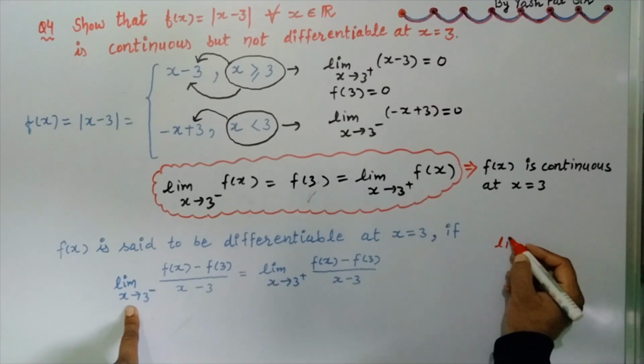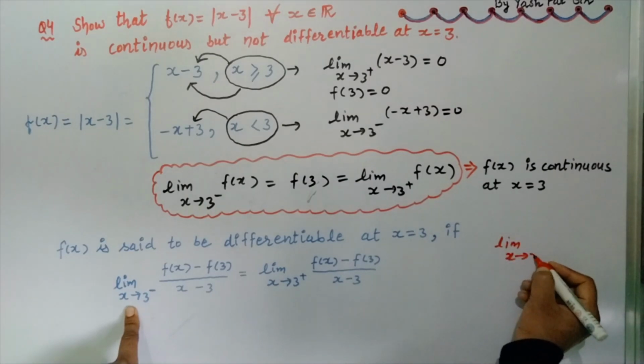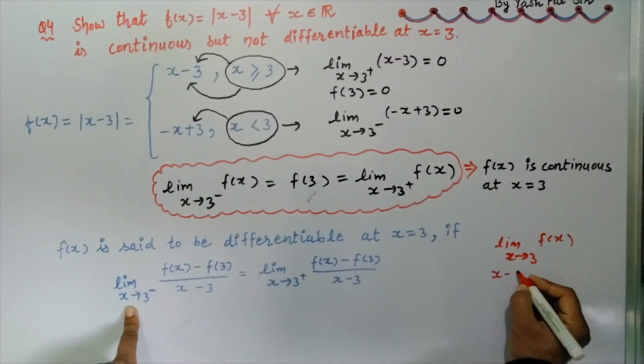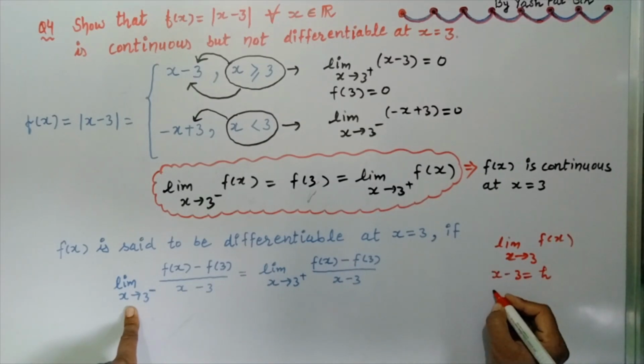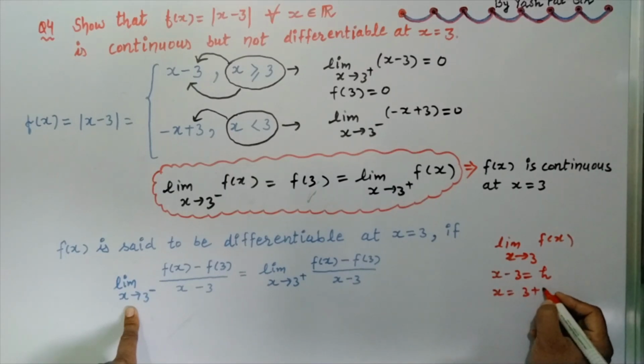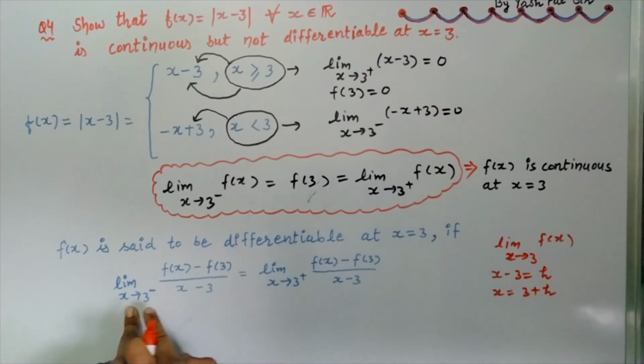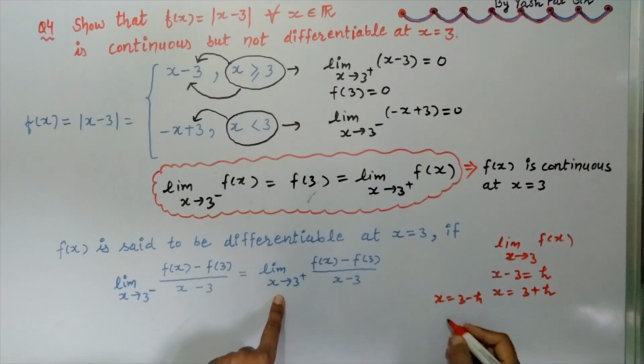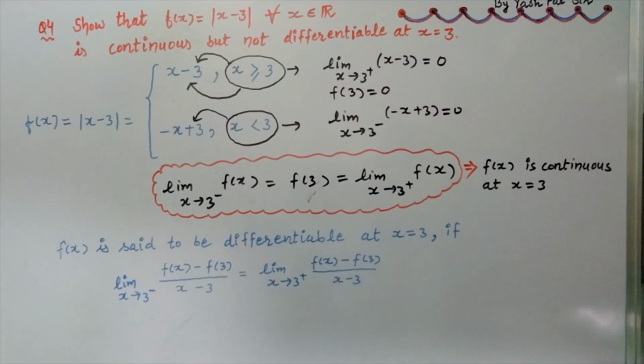So we have to think of another method. What should the other method be? We put x minus 3 equal to h, so x is equal to 3 plus h. In case of the left-handed limit we put x equal to 3 minus h, and in place of the right-handed limit we put x equal to 3 plus h.